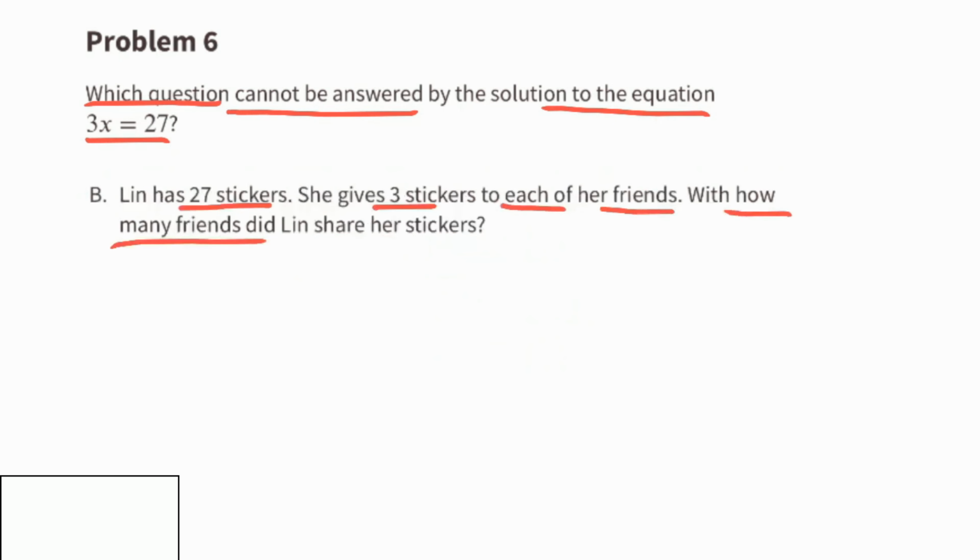B. Lynn has 27 stickers. She gives 3 stickers to each of her friends. With how many friends did Lynn share her stickers? 27 stickers divided by 3 stickers equals 9 friends. This means that Lynn gave 3 stickers to 9 different friends. Remember, we're looking for a variable that does not equal 9, so don't pick B.